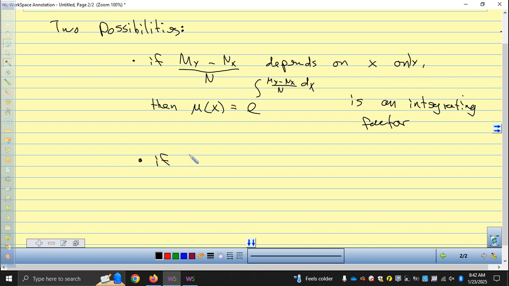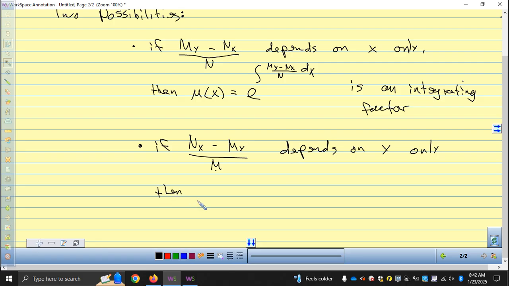And if N sub x minus M sub y over M depends only on y, then mu of y equals e to the integral of this quantity is an integrating factor.